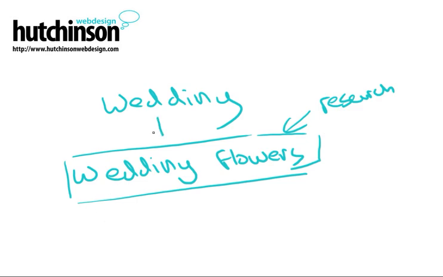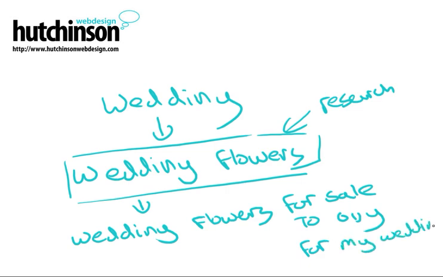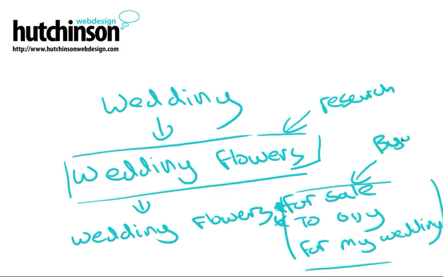But if we go from wedding to wedding flowers, we then look at something a bit more specific, and we could potentially be looking at wedding flowers for sale. It could be to buy. It could even be for my wedding. And all of a sudden we've got three different modifiers on the back end of this one search phrase that's made this very specific. Especially with the top two, for sale and to buy, these really give off the indication that the people typing these in are buyers, rather than those just doing generic research.